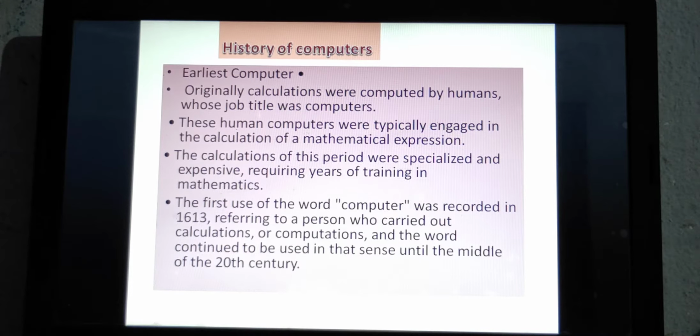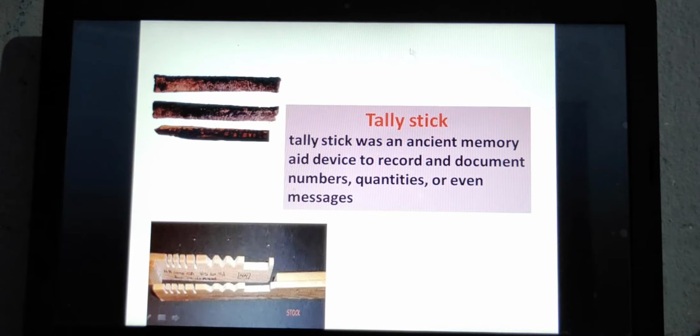For example, I gave you information about the tally stick, and this tally stick was mainly made up of stone and bones, and this was mainly a memory device to record documents, numbers, quantities, etc.